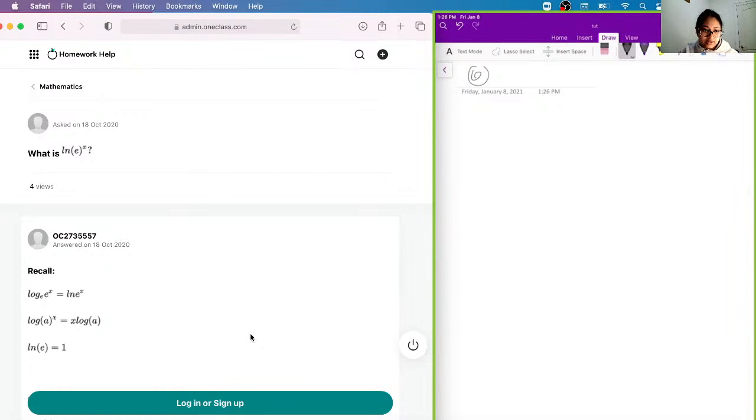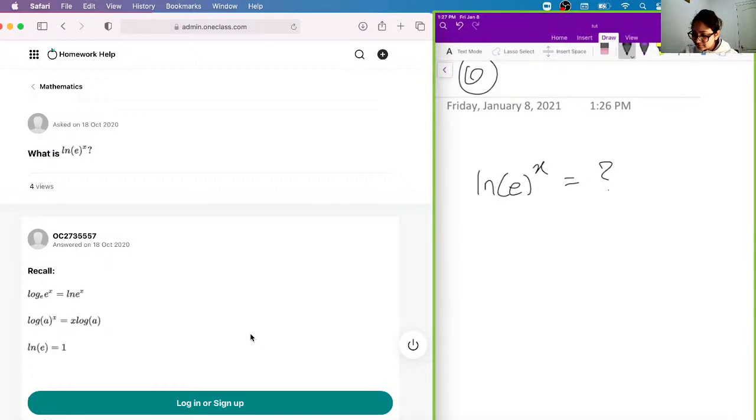The question says, what is ln e to the power of x? Okay, so ln e to the power of x. Recall your log properties. So ln is the natural log function with base e.